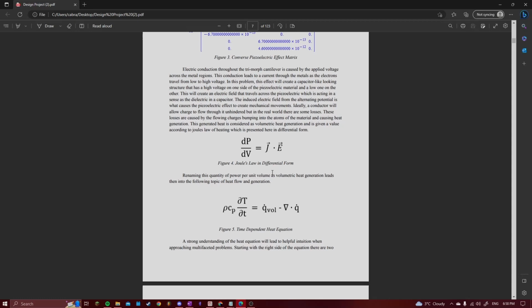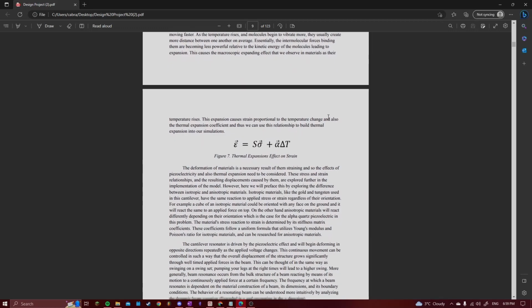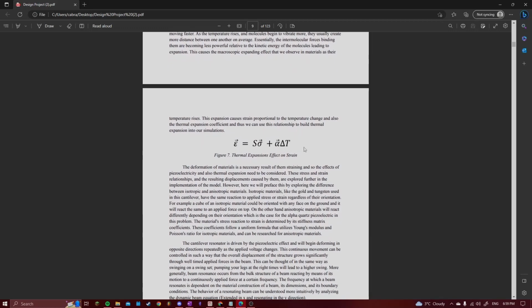For volumetric heat generation, that will be calculated according to Joule's law, and then the heat flow will be governed by the heat equation. This is the time-dependent version. We'll be using the time-independent version for our steady-state solution, but nevertheless, Q dot here is volumetric heat generation, which describes the rate that heat is generated in the volume, and then the divergence of the heat flow shows how much heat is flowing into a given volume element. Now, since this will be causing strain, to account for that, in our strain equation, we'll be using the coefficient of thermal expansion and the change in temperature.